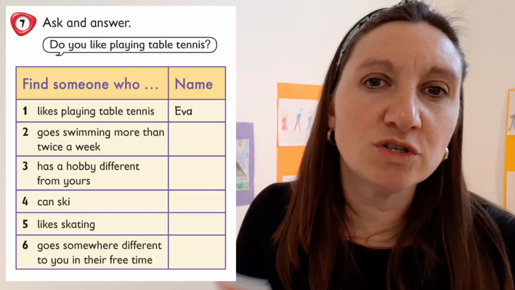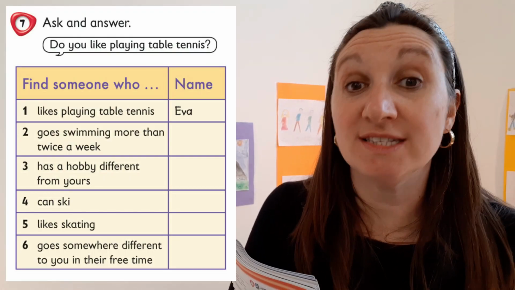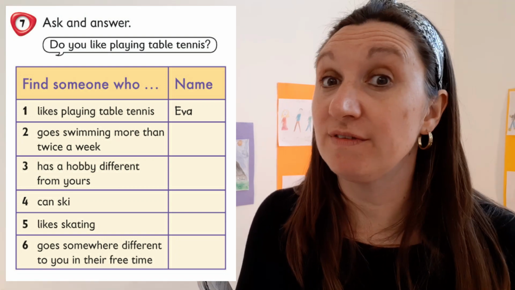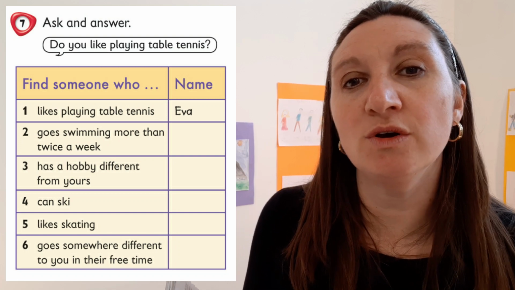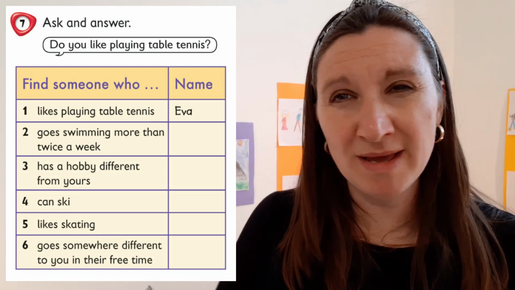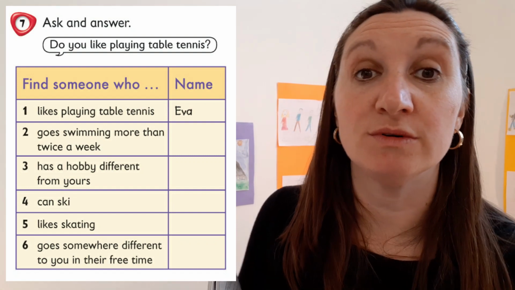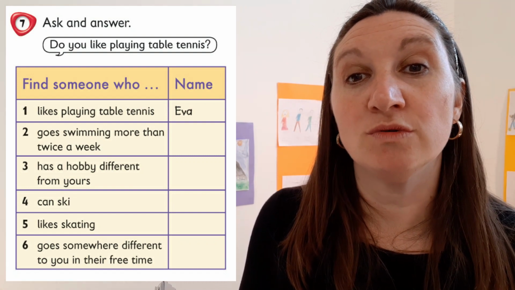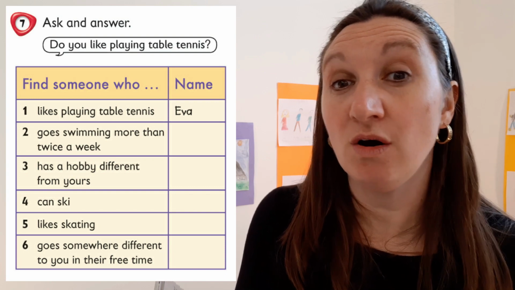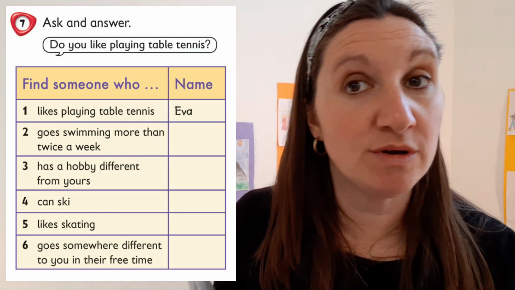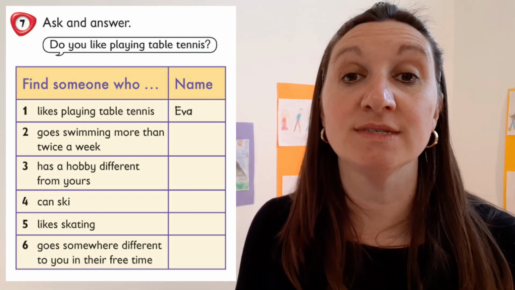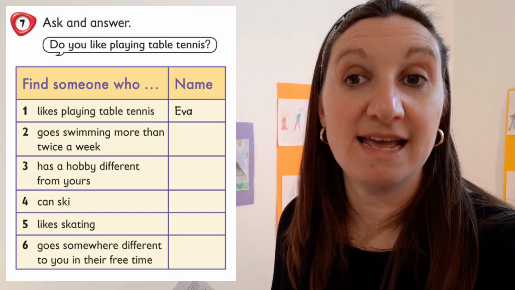Okay, and now for the last task, you've got to ask the questions that go with find someone who. So you've got to find someone who likes playing table tennis. So maybe use your family members. Find someone who goes swimming more than twice a week. If you know family members or friends, just write their names in the name column.